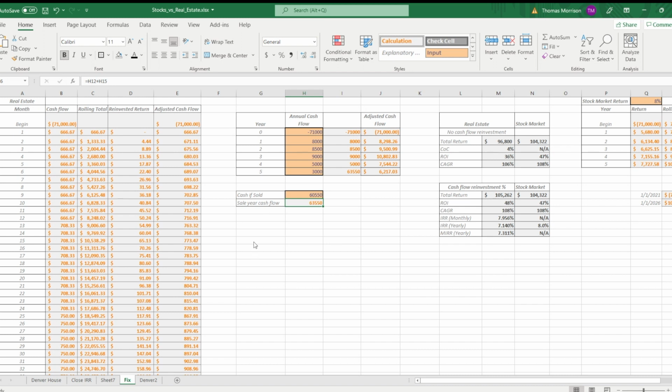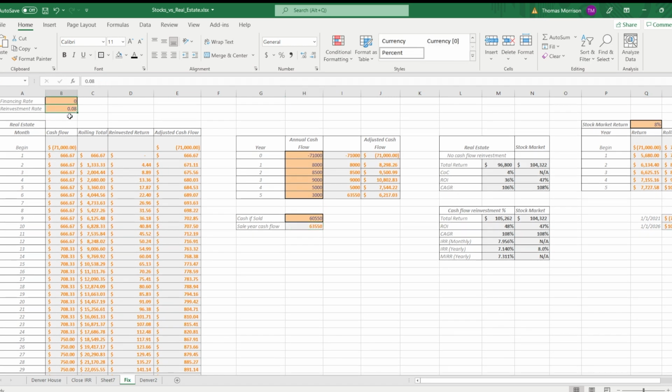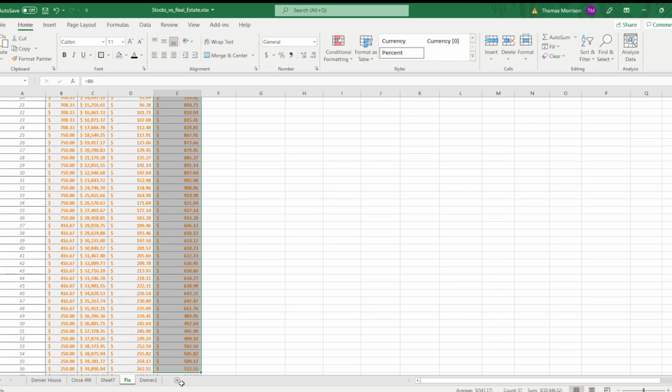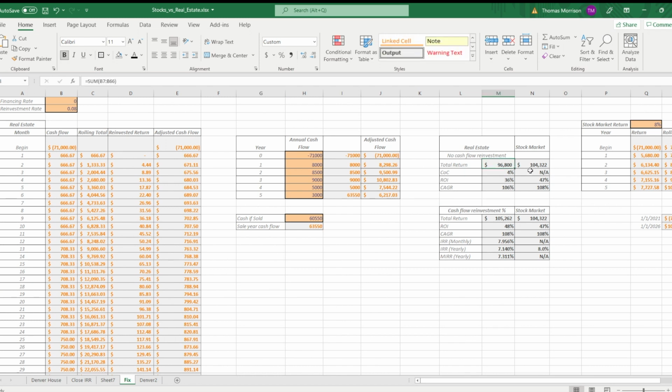In my example, I assumed at each monthly cash flow event, the cash was immediately invested in the stock market at the 8% return per year, shown here in these two columns. I calculated the total amount of capital earned from cash flow reinvestment and added that to the total return for the rental property. For this example, you can see before considering cash flow reinvestment, the stock market has the higher total return, with a total ROI of $104,000 compared to the $96,000 for the rental property.